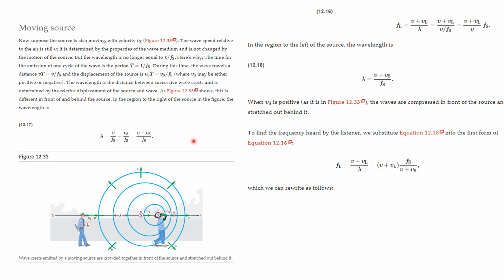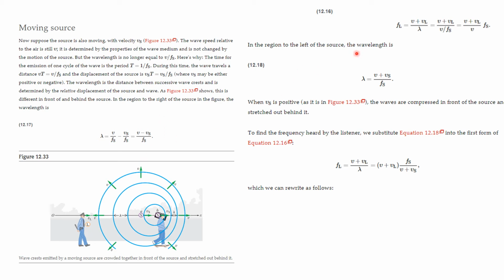And as this figure shows, this is the difference between the front of and behind the source. See, these are getting shorter here, these are longer here. So lambda then, in the region to the right of the source, lambda is equal to this lambda minus that lambda, which is this expression. And that is to the right of the source.